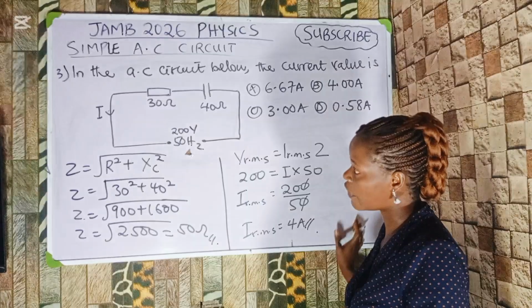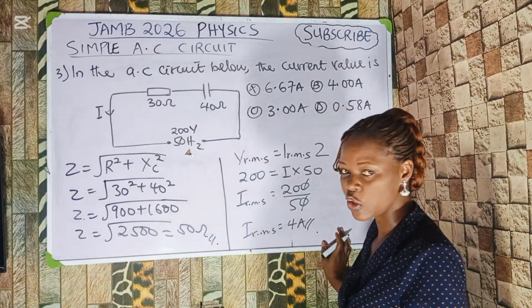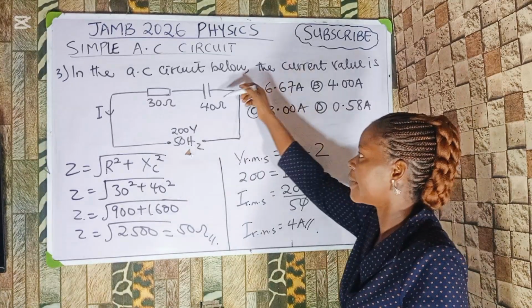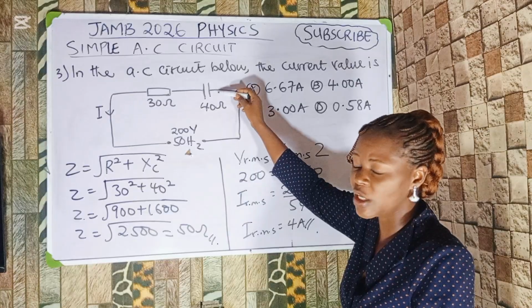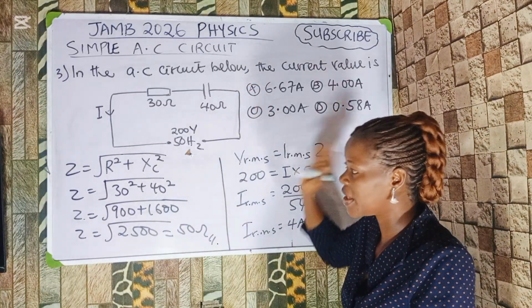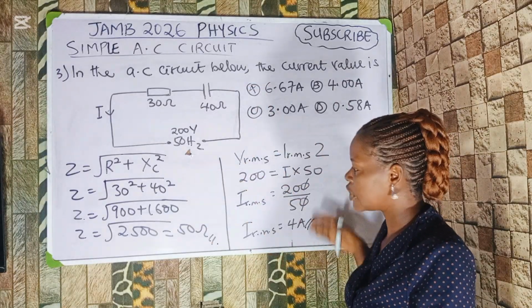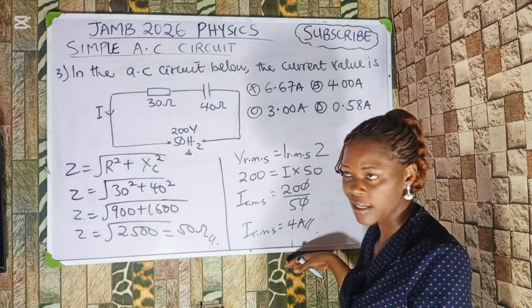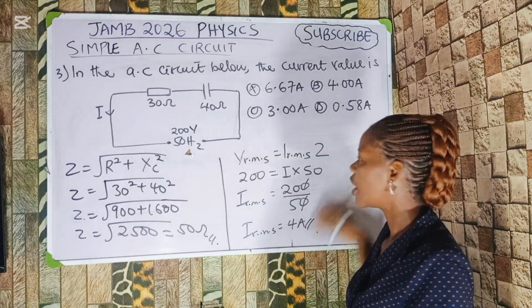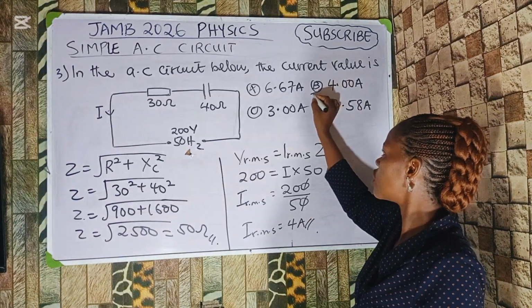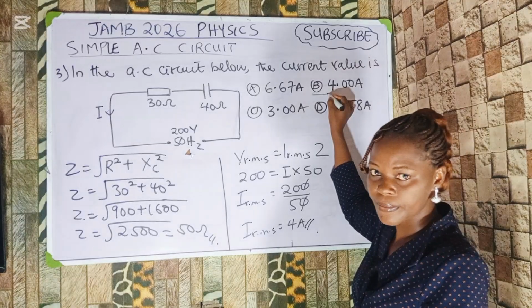So if you have this type of question, this is how you're going to solve it. Even if you don't have a capacitor, and we have an inductor, you're still going to solve it the same way, getting the impedance, then putting it here to solve for the unknown, right? So from what we've gotten so far, the correct option to this question is option B.